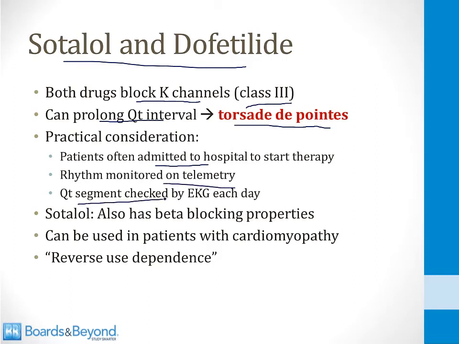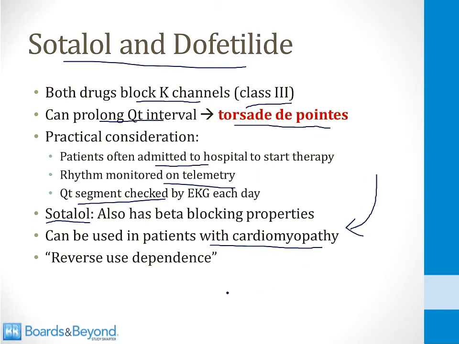After about 2 or 3 days on the drugs, if the QT segment is not prolonged and the heart monitoring shows no evidence of torsade de Pointes, they can be discharged home. But the highest risk is in the first few days, and therefore that's when we usually monitor them in the hospital. Sotalol also has beta blocking properties. That's why it ends in alol like other beta blockers. Both of these drugs can be used in patients with cardiomyopathy. That's their niche. When patients have especially atrial fibrillation and a depressed ejection fraction, these are the drugs that we usually go to.